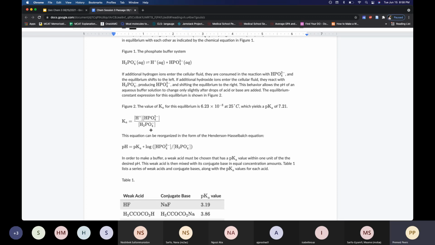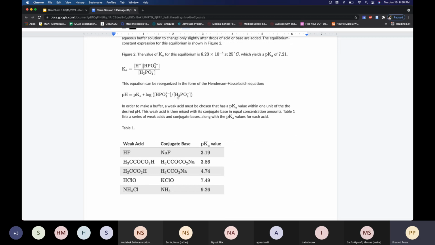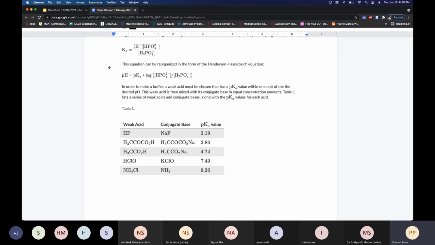And they give us the Ka and how to find it. And they also give us the Henderson-Hasselbalch equation, which you should already know and memorize, in case they don't give it to you. And they give us a table. So we'll look at all of that during the passage.